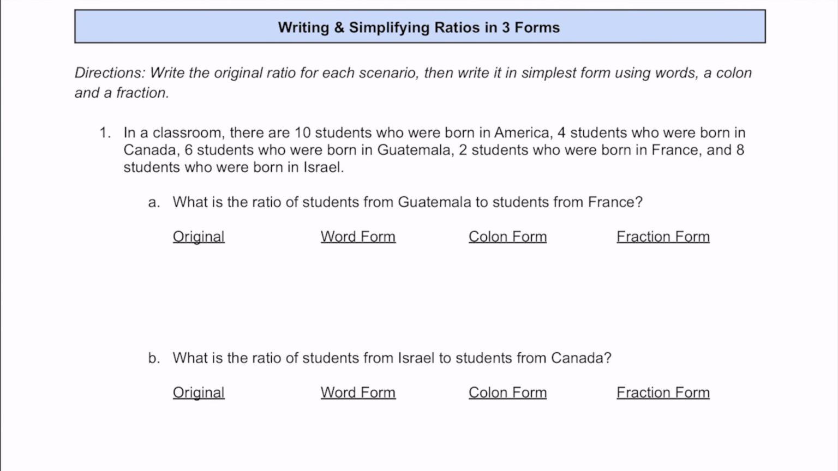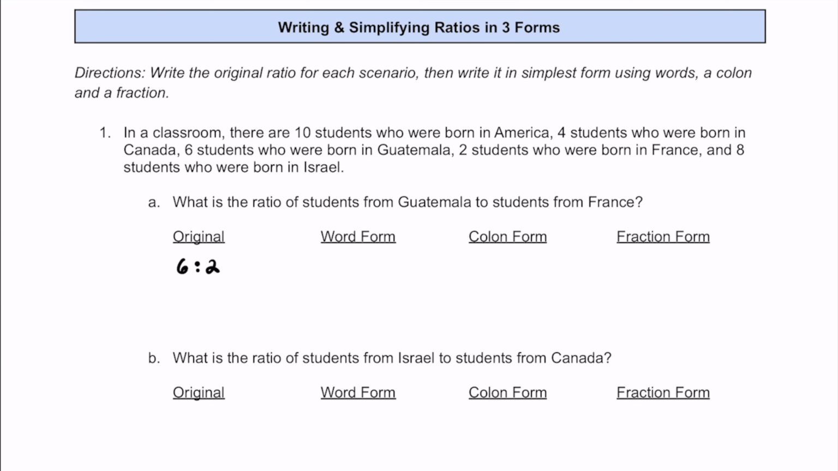For number one, part A, we are being asked what is the ratio of students from Guatemala to France. So Guatemala has to go first. It looks like there are 6 students from Guatemala and 2 students from France. So we're going to write the ratio of 6 to 2. That's going to be the original ratio, and I'm going to use the colon form here.